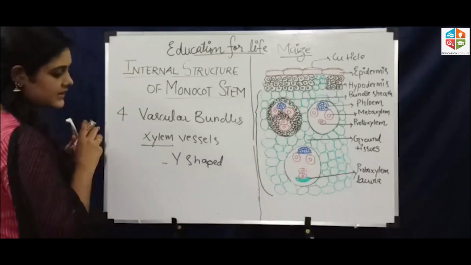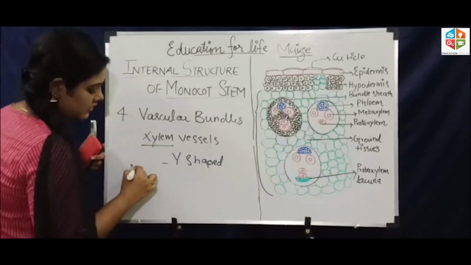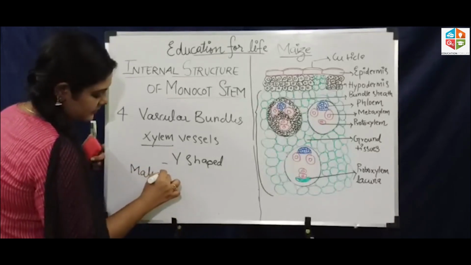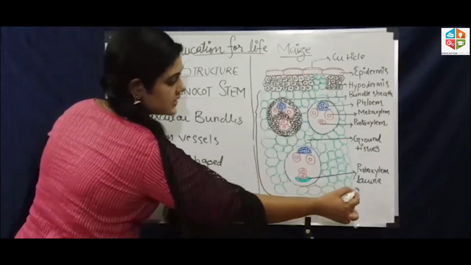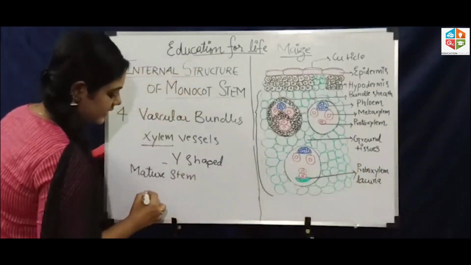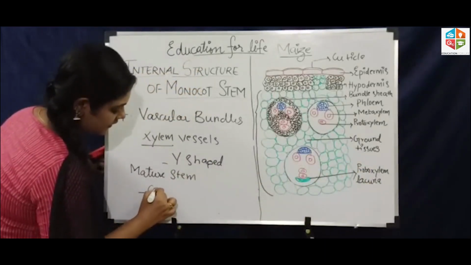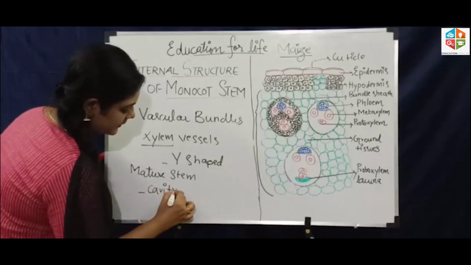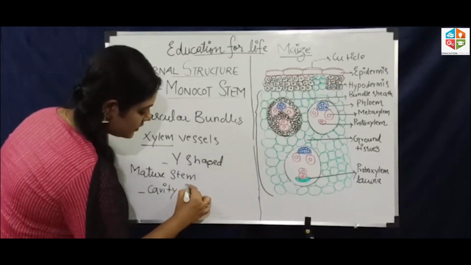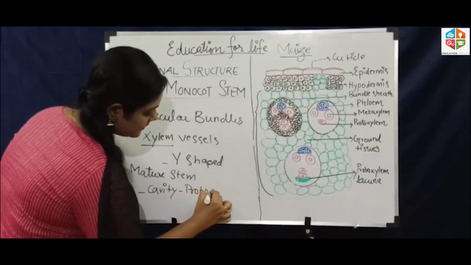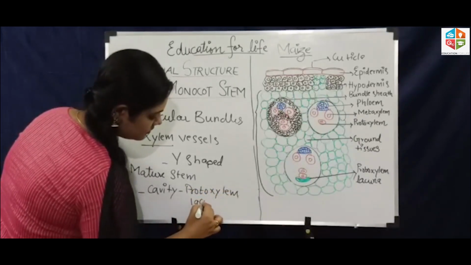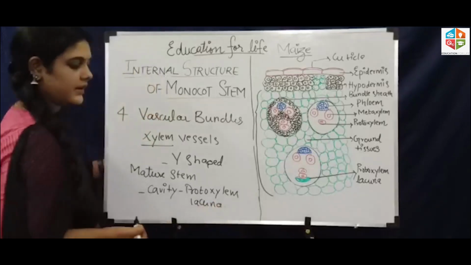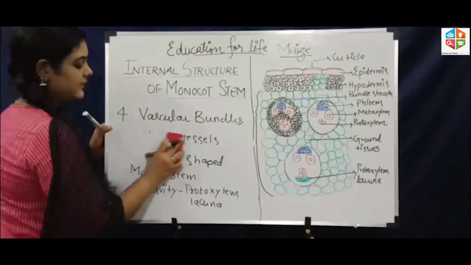What happens is, in a mature stem the protoxylem disintegrates and forms a cavity. The name of that cavity is protoxylem lacuna. Okay, so this was about the xylem.